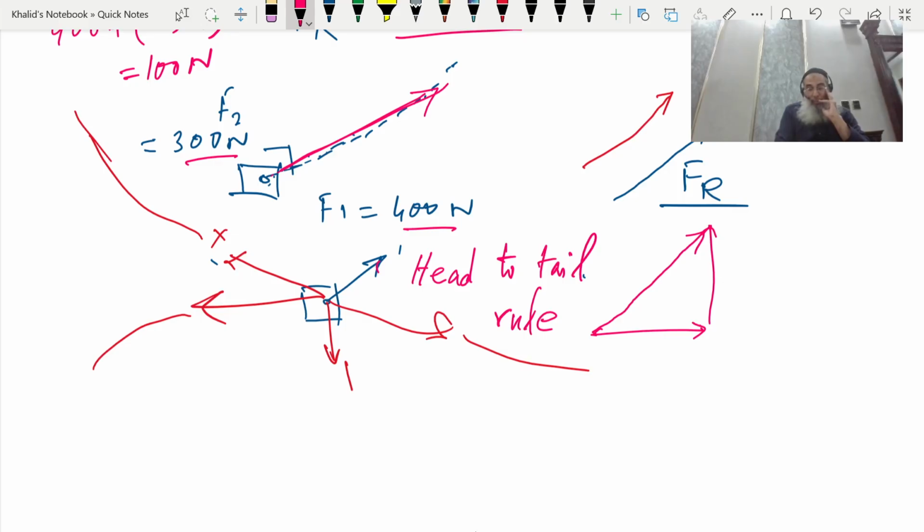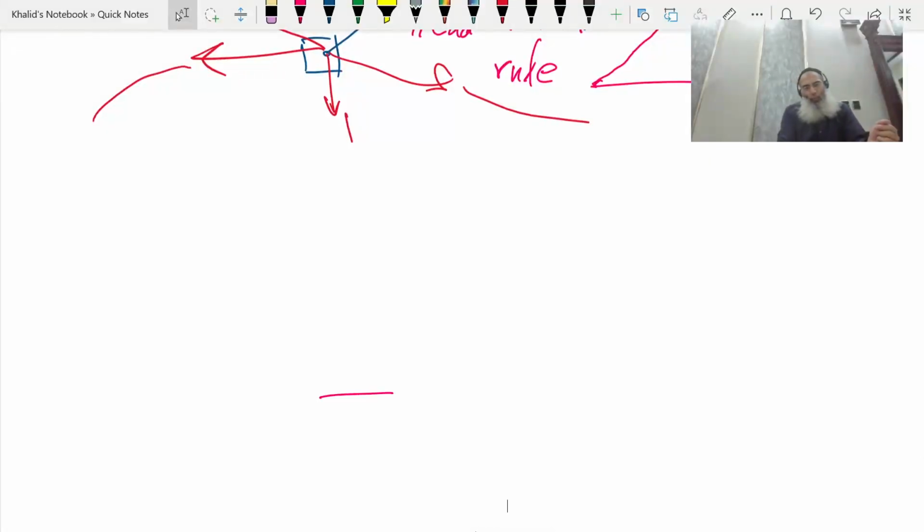But this method becomes impractical when there are a lot of forces. For example, if we have tens of forces, each force demands a graphical representation. For example, here, if I write one force here, second one here, third one here, fourth one here, like this. Draw these forces according to a scale. Tedious job, very time taking, demanding.